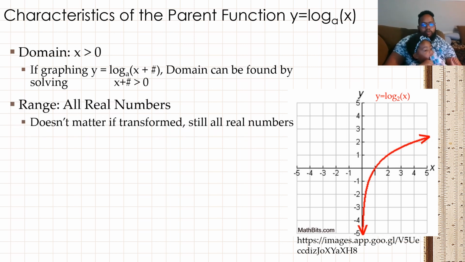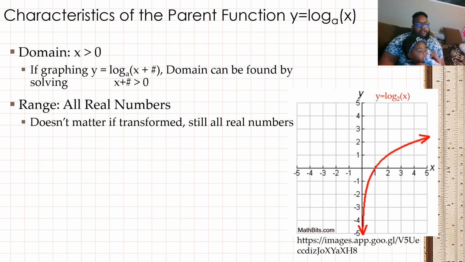The range is all real numbers. Now, it doesn't matter what transformation you do, your range is still going to be all real numbers.